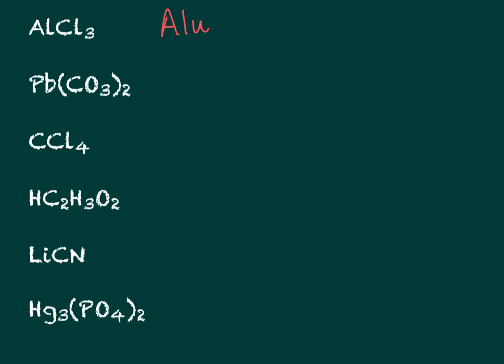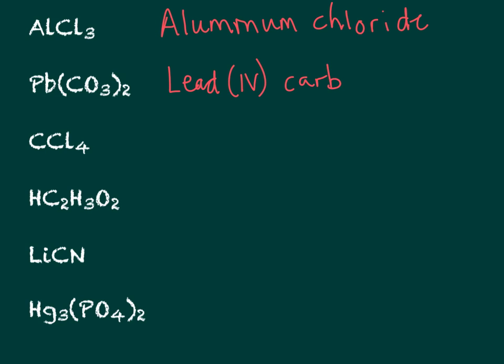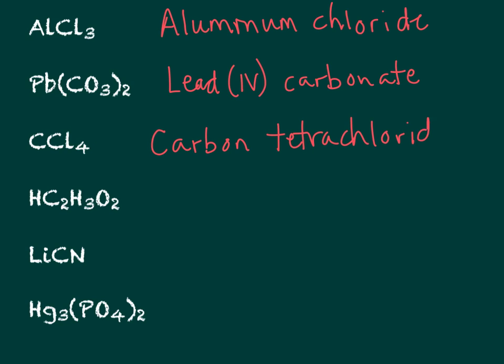AlCl3 is aluminum chloride. This is a simple binary compound because it's just 2 elements straight from the periodic table. PbCO3 twice is going to be lead 4 carbonate. This one is complicated because it involves a polyatomic ion and also an element that requires the use of a Roman numeral. CCl4 is going to be carbon tetrachloride. This one is a molecular compound because there are 2 nonmetals.